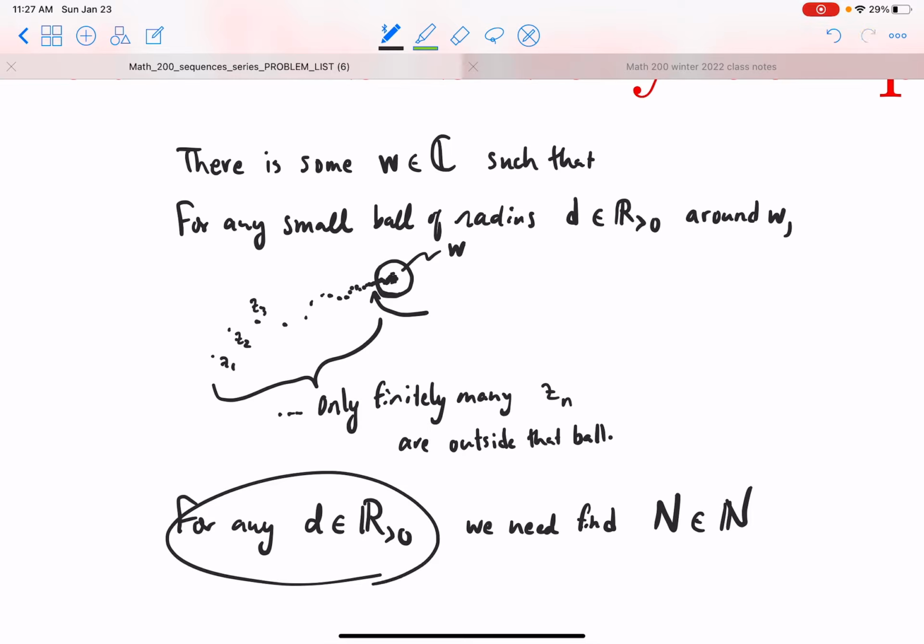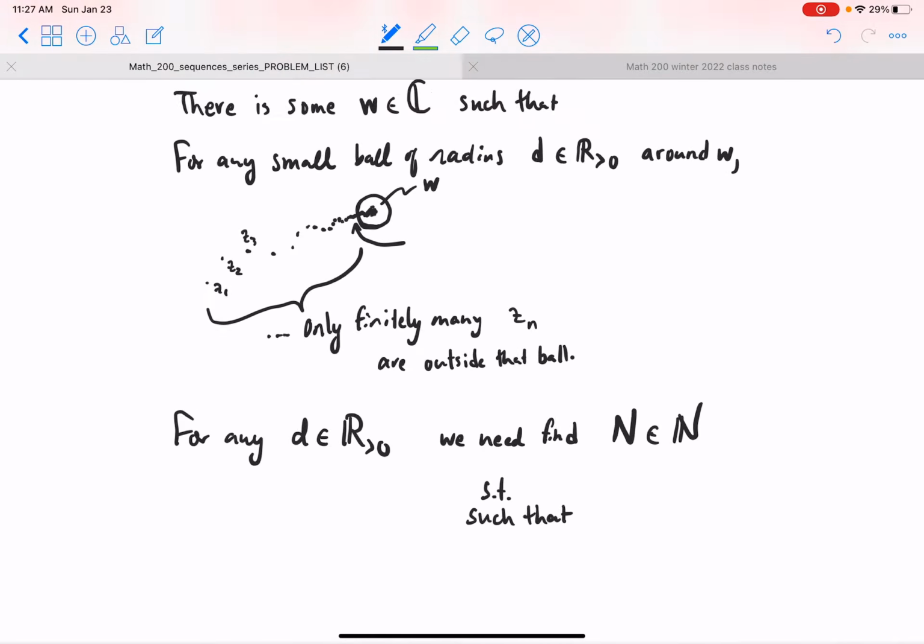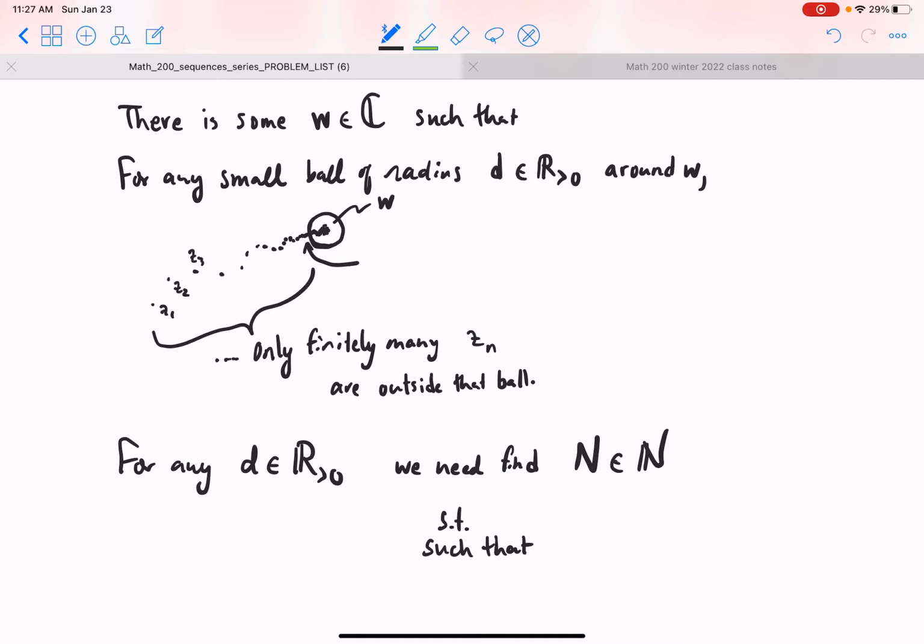So for any size ball, we need to find some cutoff, maybe n sub d. It depends on d, on how small of a ball we choose. Such that, this is an abbreviation for such that, because mathematicians are too lazy to write such that. We need to find n in N such that past that point, and you could write this too, either way works, it's just going to change your n for a specific d, implies that we're inside the ball.